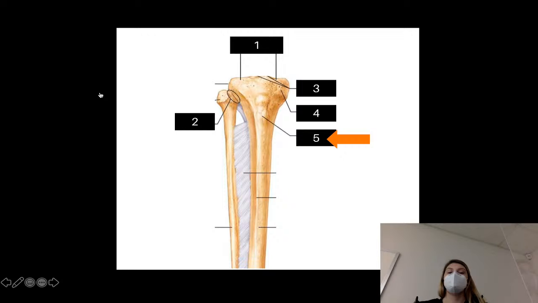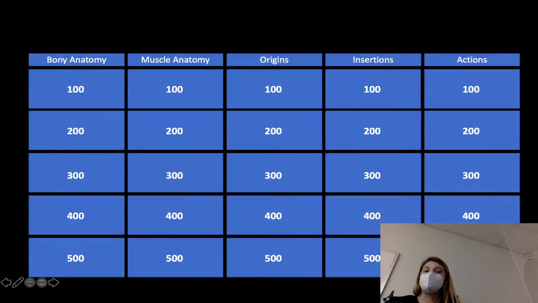100. What is the arrow pointing to? So what is number 5? Tibial tuberosity. Correct. So what would you guys like? You have 500 left in bony anatomy.